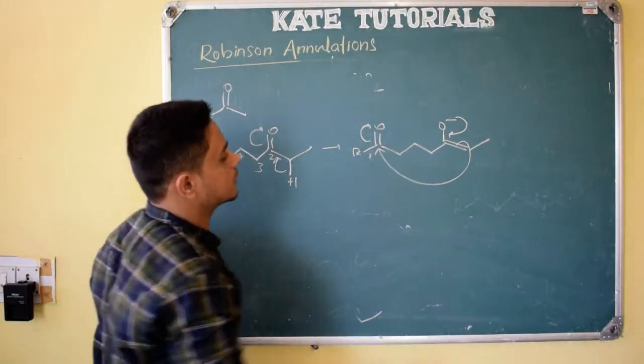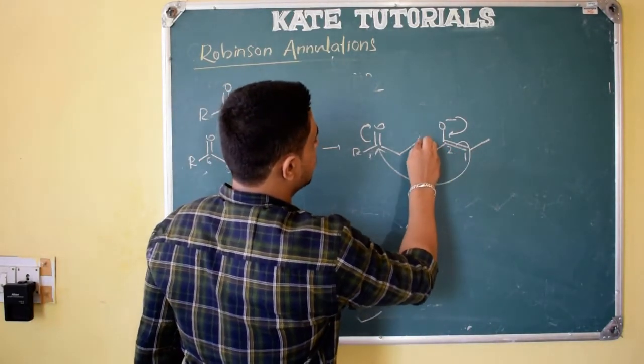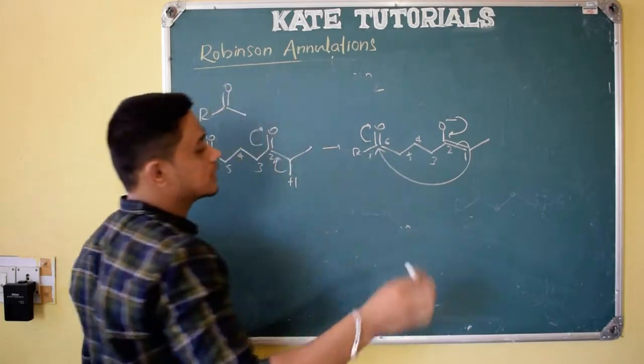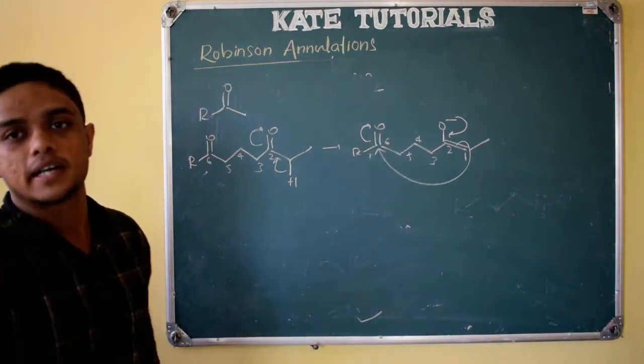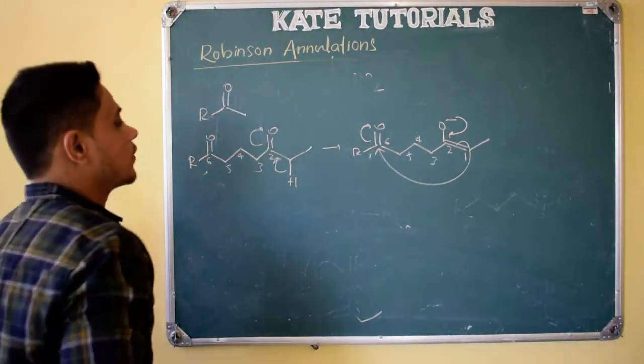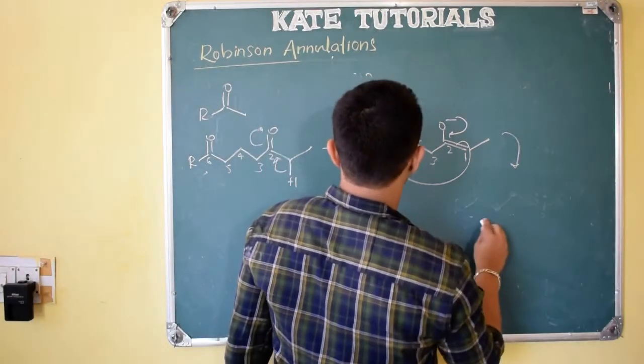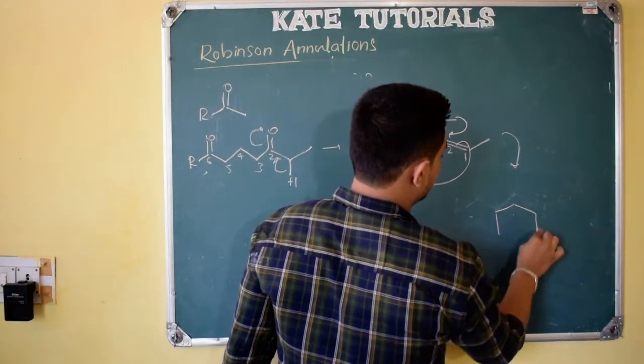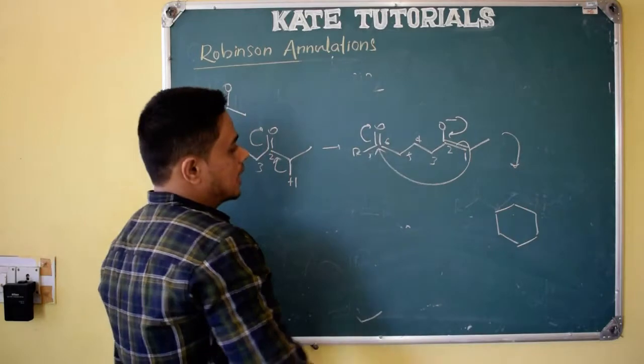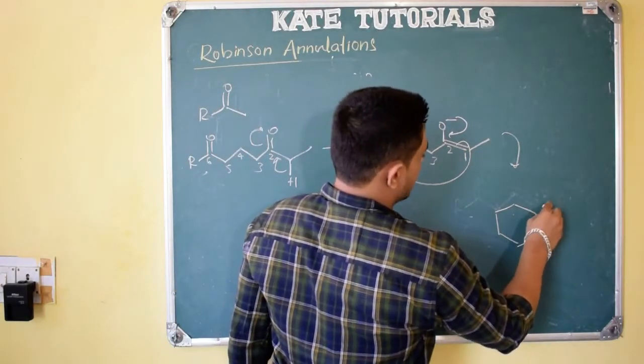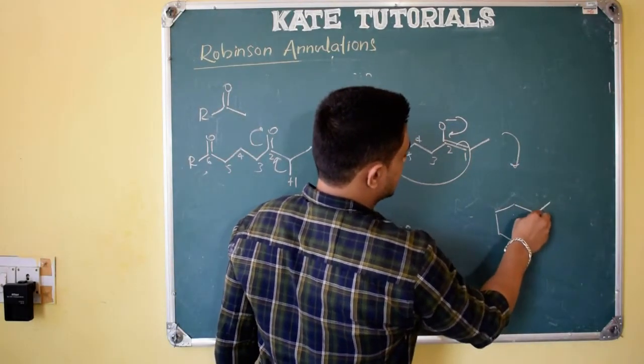6-membered ring. Count the carbons here: 1, 2, 3, 4, 5, 6. Why only a 6-membered ring? Because 6-membered transition states are very favorable, right? So what happens? This is the 6-membered ring. Let me take this position 1. At one position a methyl group is there, methyl 1.